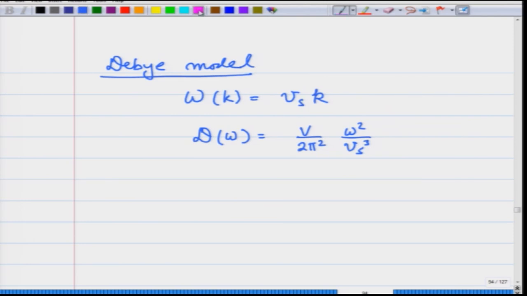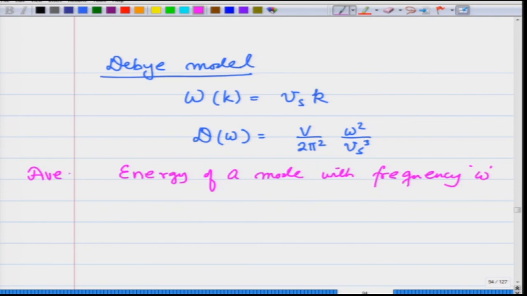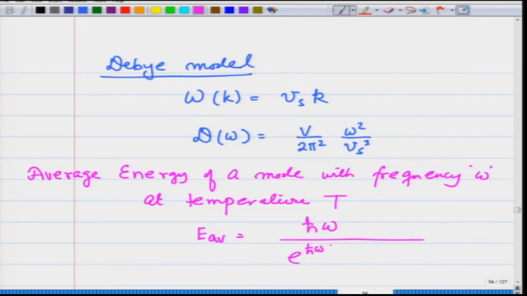And then we had also calculated the average energy of a mode with frequency omega at temperature T, and this came out to be, let us call it E average, h cross omega over e raised to h cross omega over k Boltzmann T minus 1.